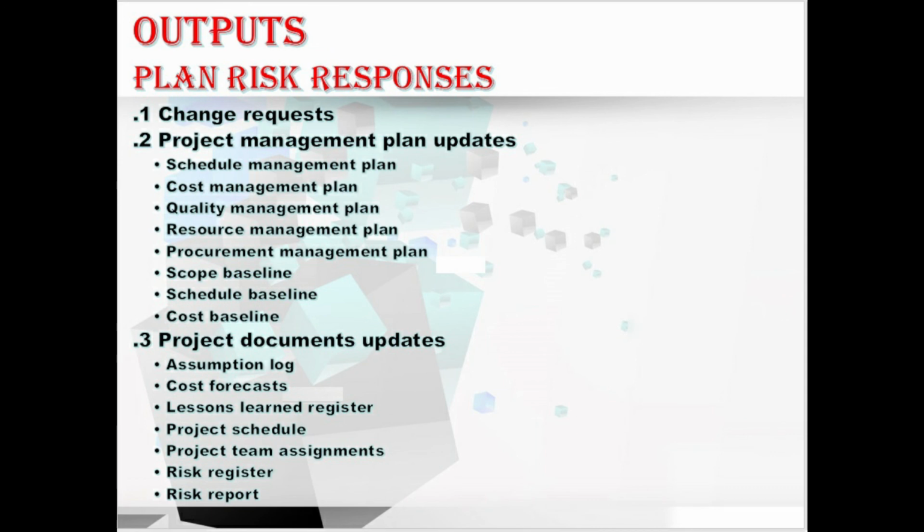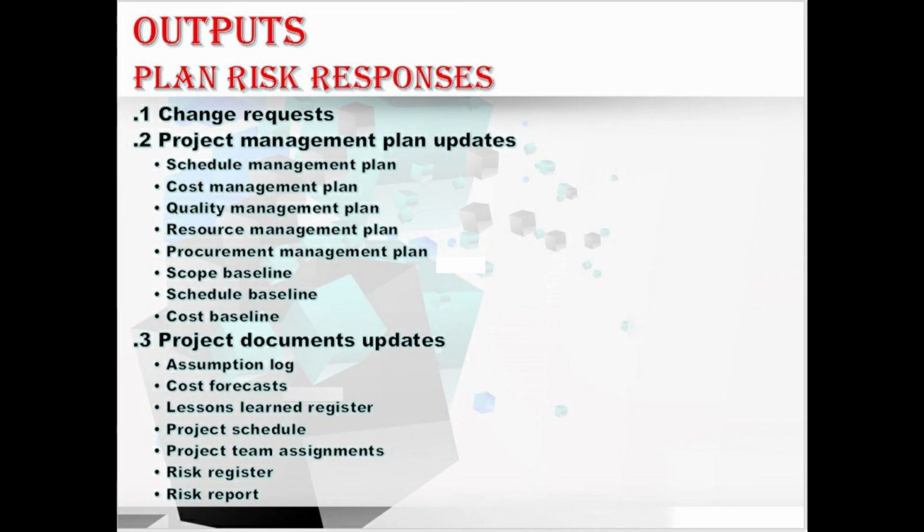Hope you understood this. Moving to cost forecast. Cost forecast may be changed as a result of the planned risk responses. Moving to lessons learned register. The lessons learned register is updated with information about the risk responses that may be useful for future phases of the project or future projects. Moving to project schedule. In this output, activities relating to agreed upon risk responses may be added to the project schedule.